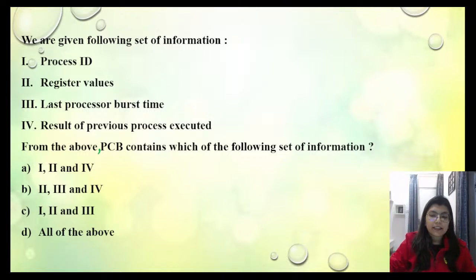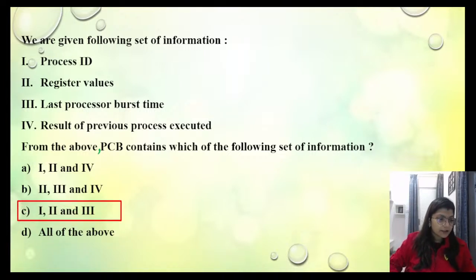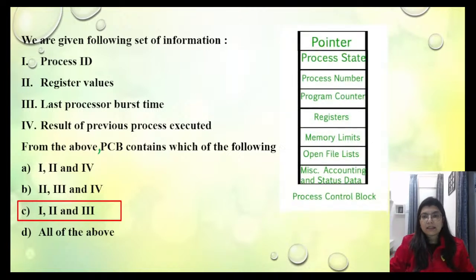So the correct answer is option number C, that is 1, 2 and 3. If you see, this is your PCB, the process control block. It has pointer, process state, process number, process program counter. So your process ID is here. Then it has register values, and last processor burst time. Now this is not written over here, but the miscellaneous accounting and status data basically contains the CPU burst time.